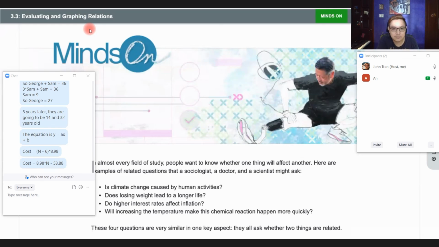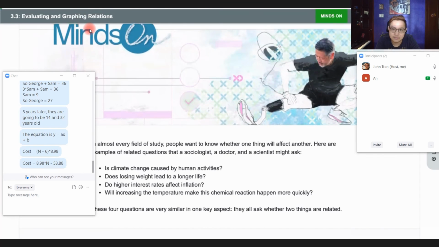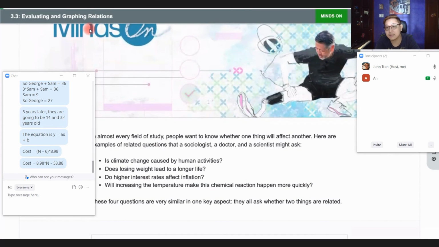In almost every field of study, people want to know whether one thing will affect another. Here are examples of related questions that a sociologist, a doctor, or a scientist might ask. Is climate change caused by human activity? Does losing weight add to a longer life? Do higher interest rates affect inflation? Will increasing the temperature make the chemical reaction happen more quickly? These four questions are very similar in one key aspect. They all ask whether two things are related.